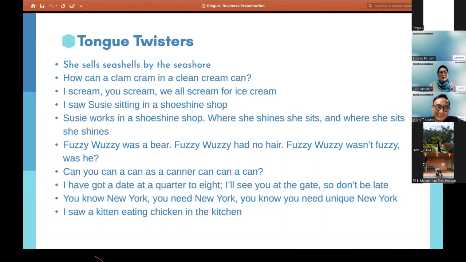She sells seals by the seashore. How can I cram in a clean cream can? Ice cream, you scream. We all scream for ice cream. I saw Susie sitting in a sushi shop. Susie worked in a sushi shop where she sits, and where she sits, she sews. Fuzzy Wuzzy was a bear. Fuzzy Wuzzy had no hair. Fuzzy Wuzzy wasn't fuzzy, was he?